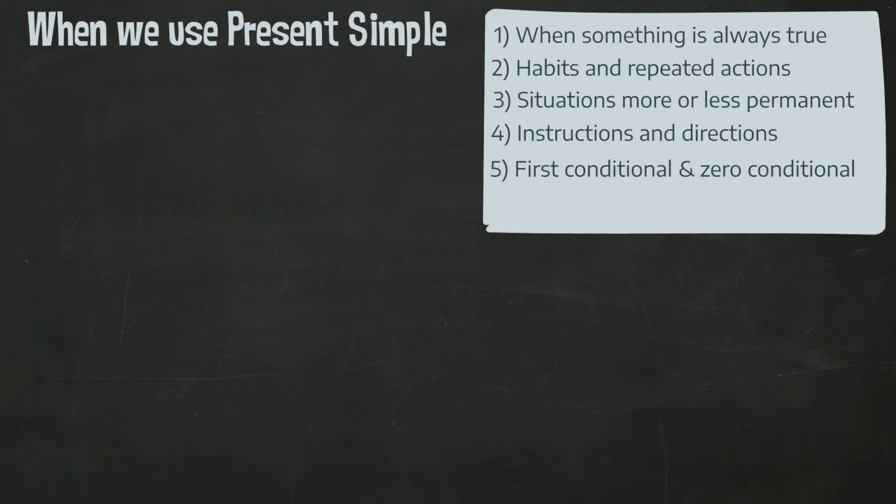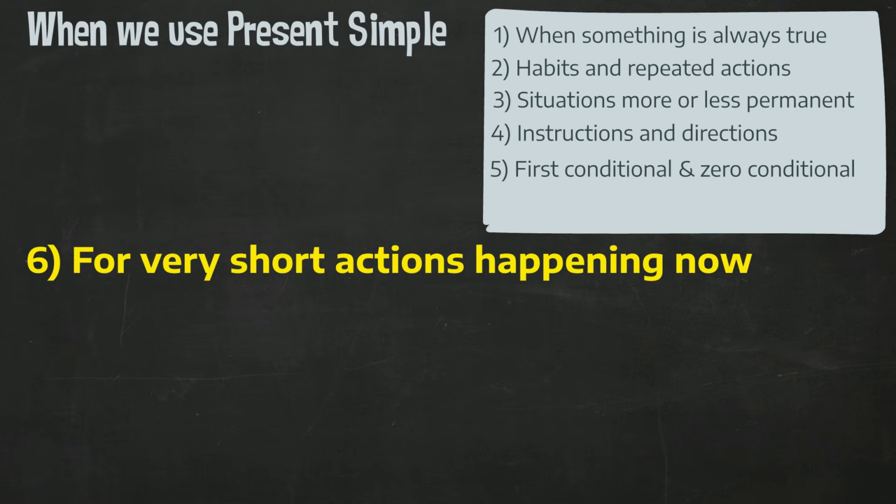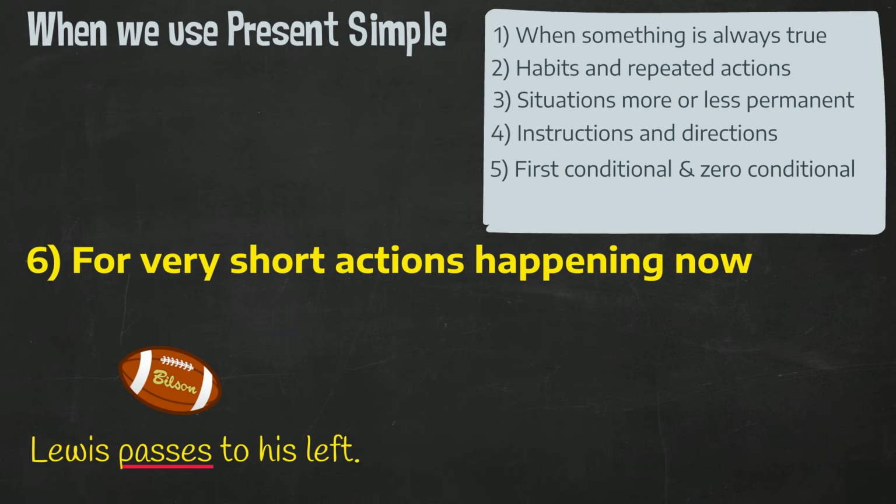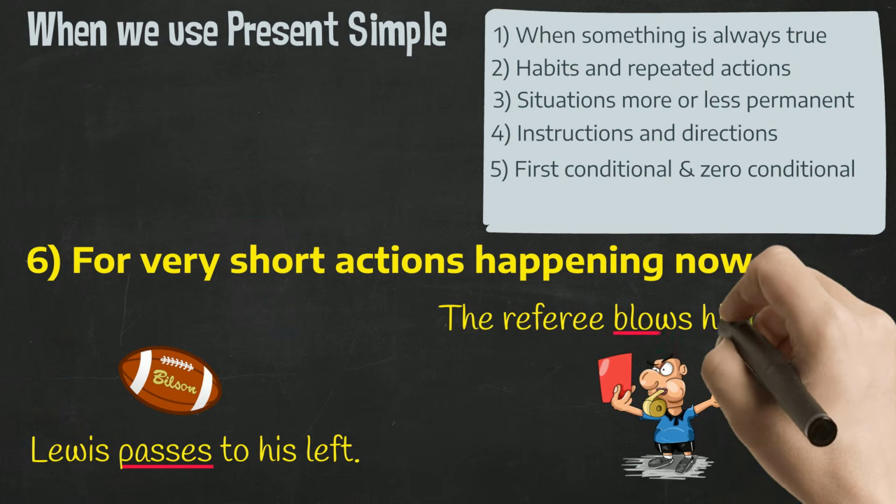Present simple is not usually used for actions happening now, but in some situations, for very short actions, it can be. Sport commentators often use present simple. For example, Lewis passes to his left. The referee blows his whistle.